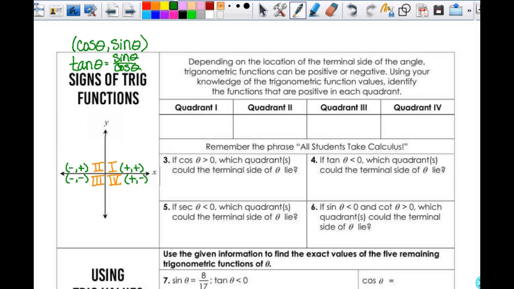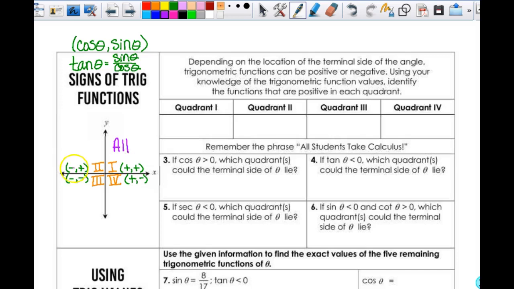So in the first quadrant here, everything's positive and positive, right? So cosine values are all positive, sine values are all positive, which means when I put sine over cosine to get tangent, that's all positive. So all of them are positive in the first quadrant.